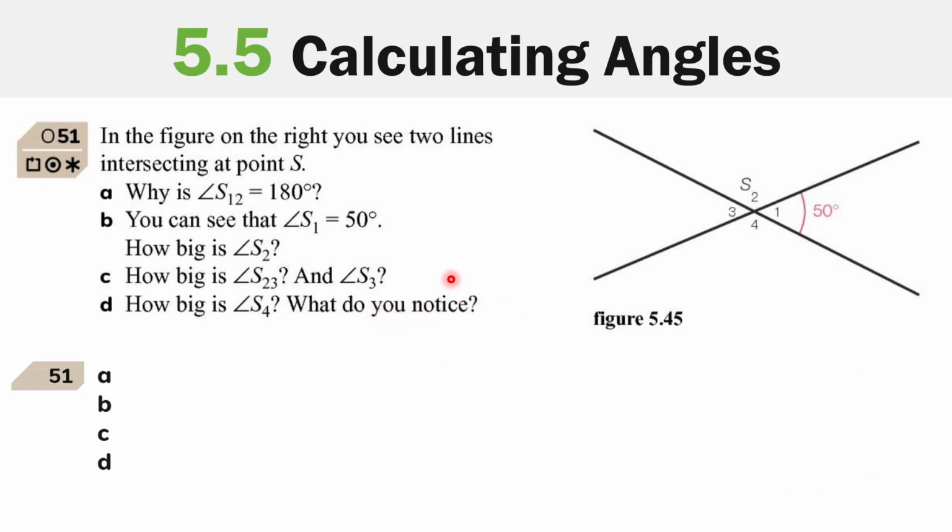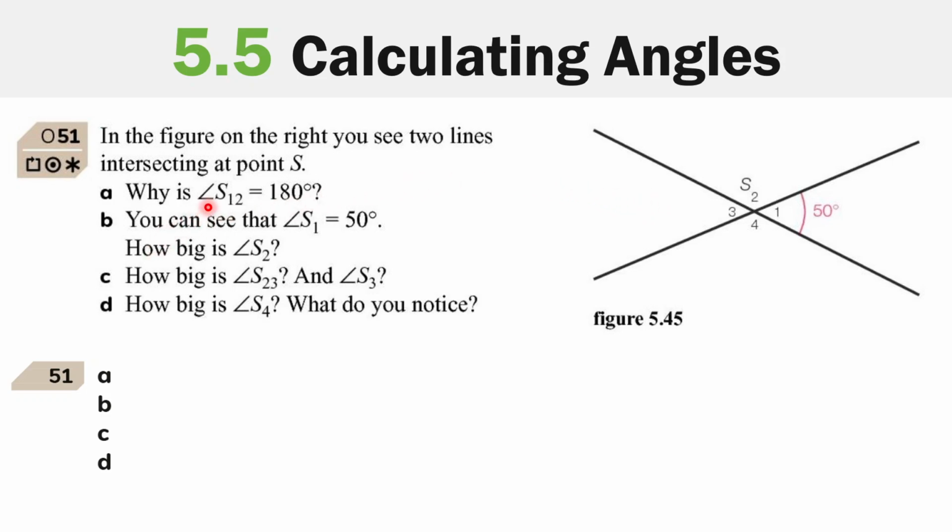Exercise 51. In the figure on the right, you can see two lines intersecting at point S. They make a sort of cross, right? And this whole point here, or this vertex, is vertex S. And to indicate all the separate parts, they call it S1, S2, S3, S4.